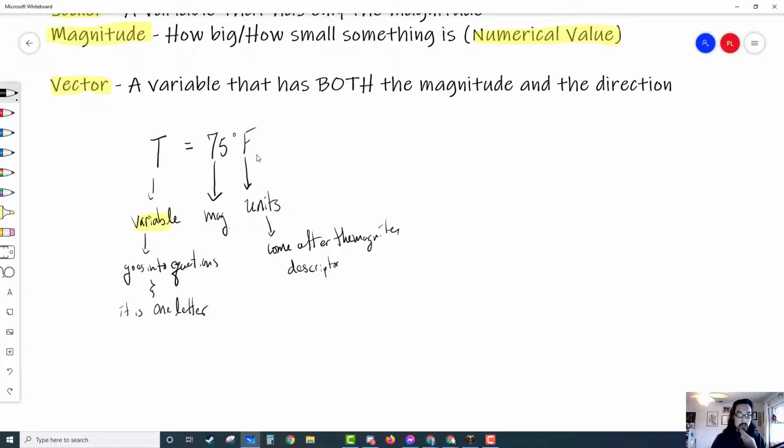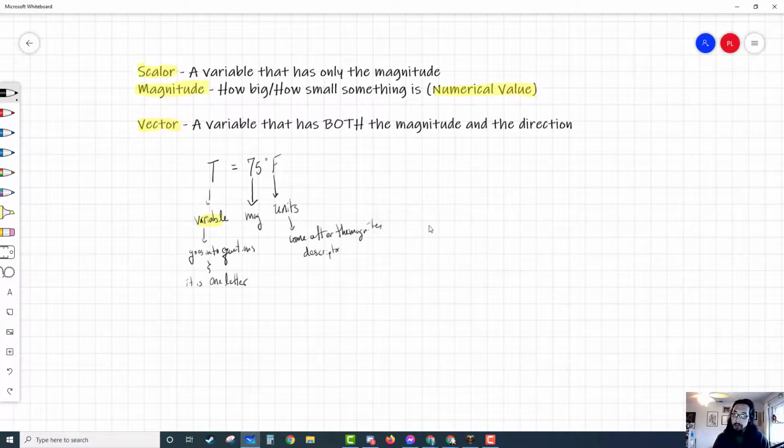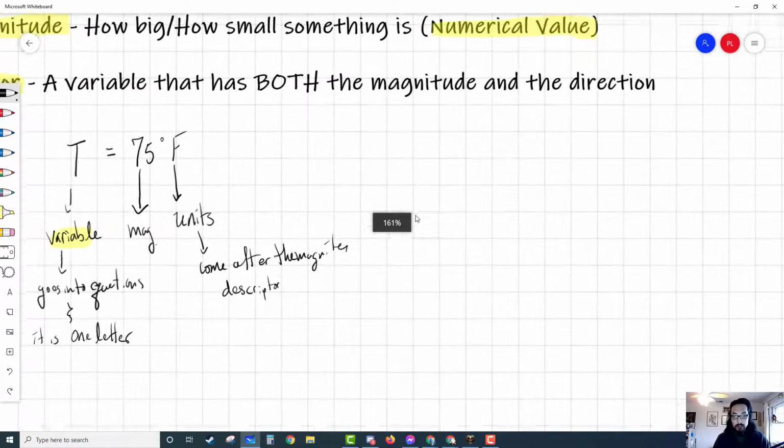Like, for example, the number 75, it could be a lot of different things. It could be 75 apples, or 75 meters, 75 miles per hour. But the units help us define what that 75 is, and magnitude is just a number. Okay? All right. So this is a scalar. Now let's do a vector.